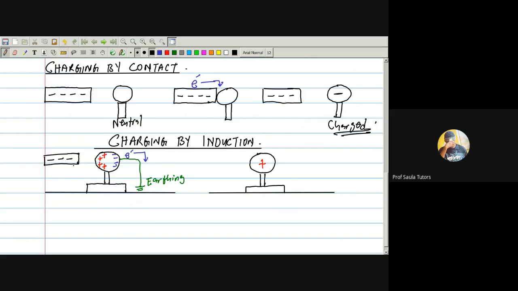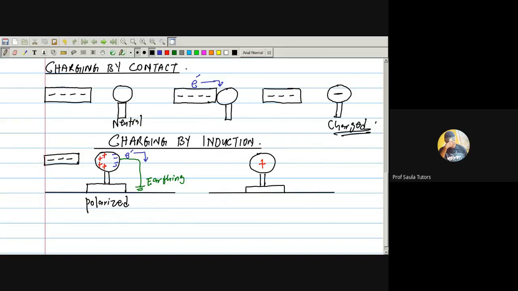Let me first explain again from the beginning. This is a neutral sphere. We bring a negatively charged metallic object close to it. Then there's a kind of separation of charge between them. This separation of charge, we call it polarization. You can say this sphere has been polarized. They separated this way because unlike charges will always come close to each other.